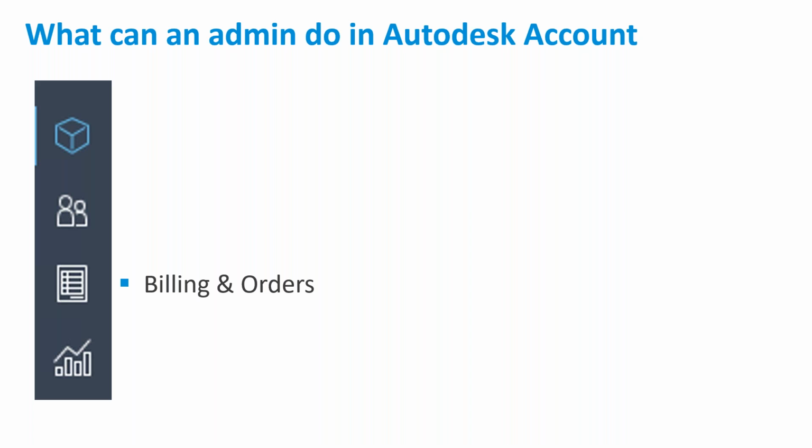The next section is billing and orders. What you see in this section will depend on how you purchase your subscriptions. If you purchase them from the Autodesk Store, you'll be able to see a lot more. Or if you just purchase them through an Autodesk partner, all you'll be able to see is your contract information.